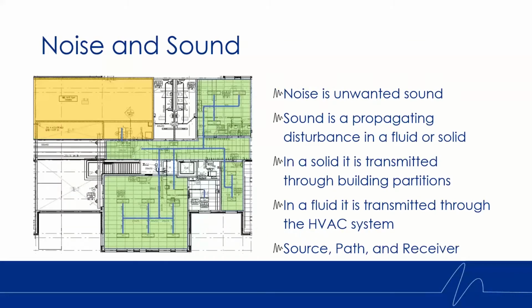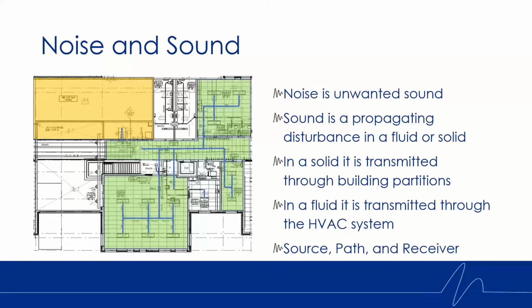So noise and sound. Noise is any unwanted sound. Sound itself is energy that propagates itself as a wave, and it either travels through a fluid or a solid. In a solid, it's transmitted through the building partitions, and this is felt as vibration. This would be mitigated through vibration isolation. In a fluid, the sound is transmitted through the HVAC system, and this is the airborne noise and what we're going to be discussing today.